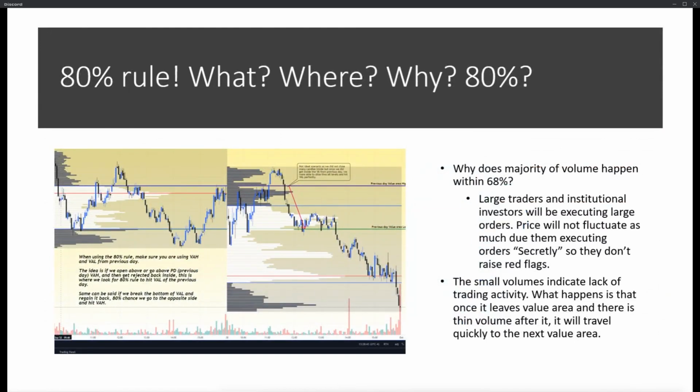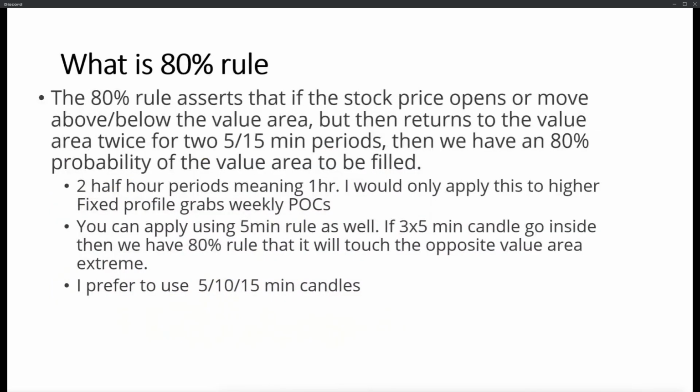Okay. If you're fairly new to the Discord, you've probably heard people screaming "80% rule," right? It is 80% effective if you're trading it properly, and there are some rules around it. The 80% rule basically asserts that if the stock price opens above or below the value area, but then returns to the value area, and usually you want 2, 5, or 15-minute periods. Sometimes, if you're a little more risk averse, you can use 30 minutes.